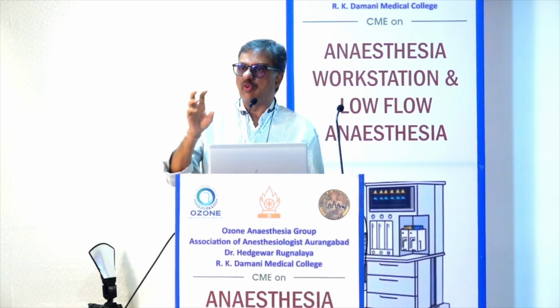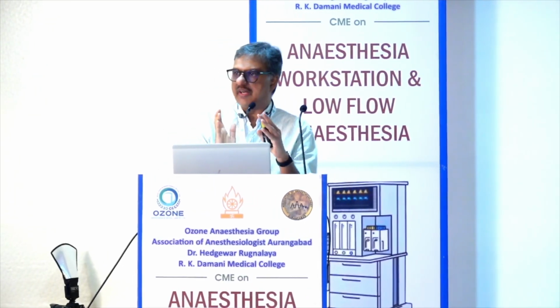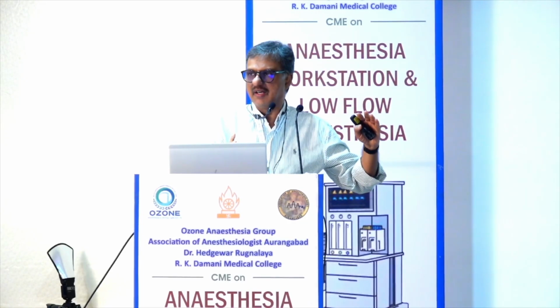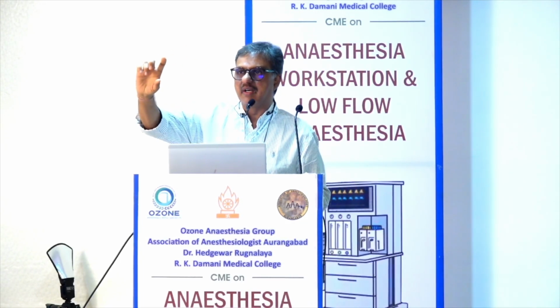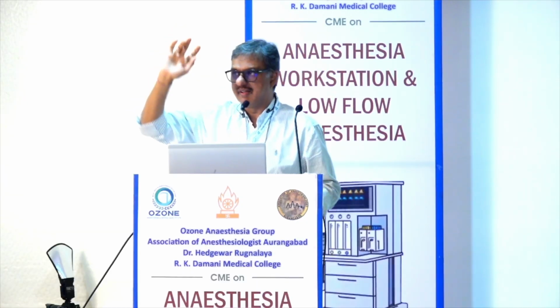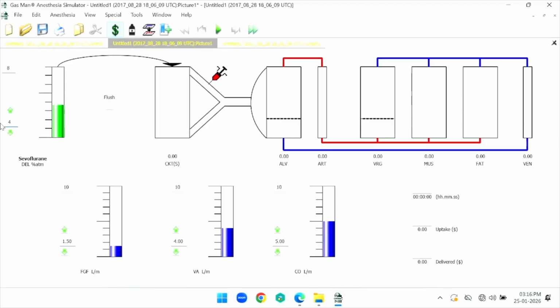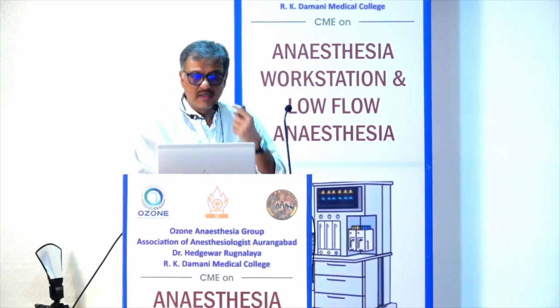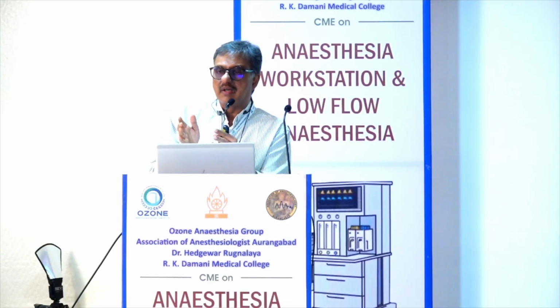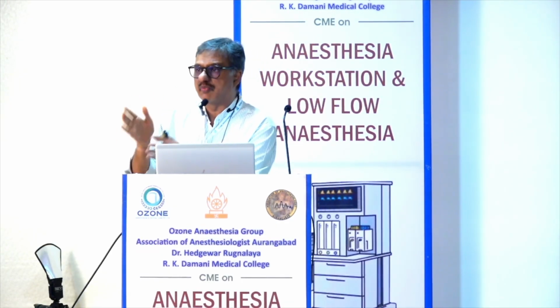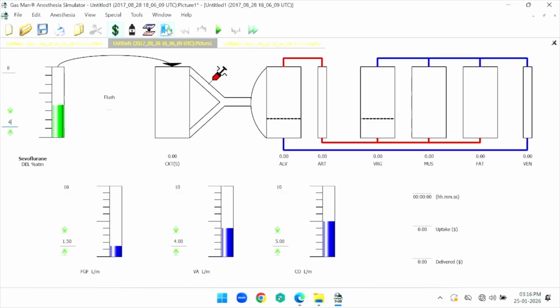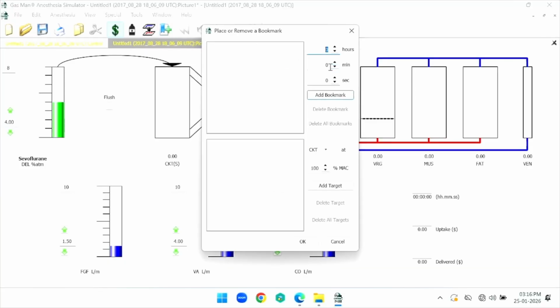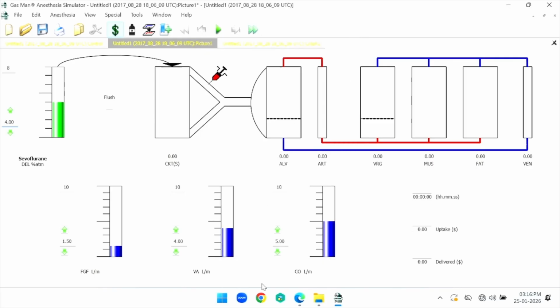We'll see at what time, with this 1.5 liter FGF and 4% dial, we are going to get 2% concentration in the alveoli and brain. Once the alveoli achieve 2%, this black line will stop. Another important thing, you can pause the simulation by predefining the time of pause. If you want to pause at 1 minute, 2 minutes, 3 minutes, you can bookmark it. That we'll see later. So I am running the simulation.